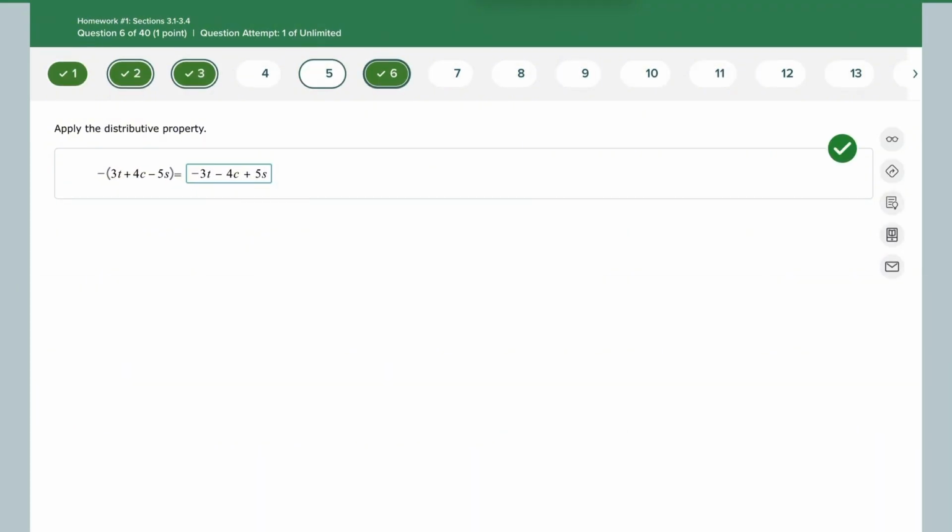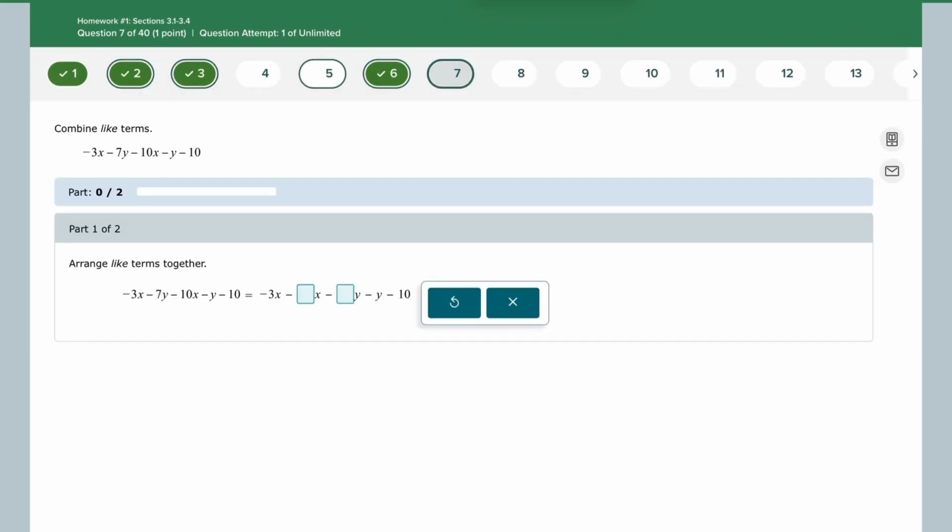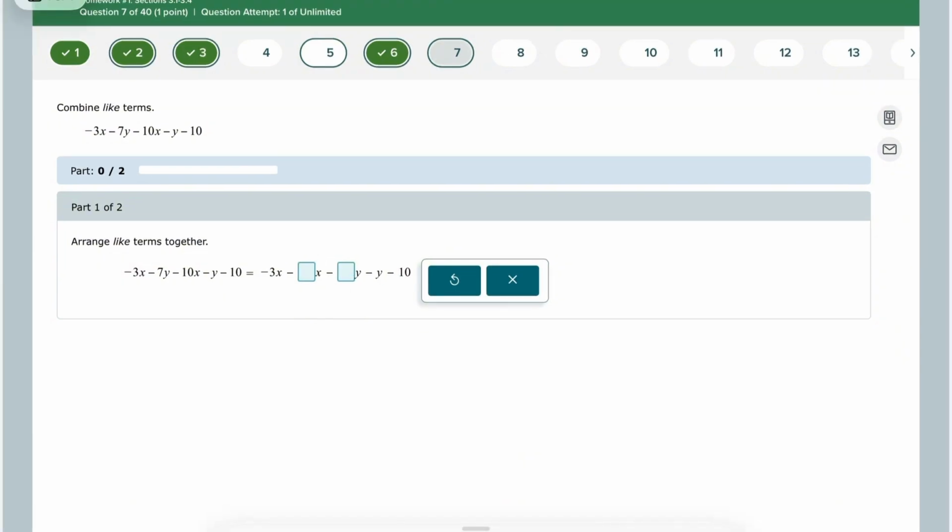Okay. Moving on. Combine like terms. So all you need to do is fill in the blanks and combine. So all you need to do is put the like terms together. So you're going to fill in the 10 here. And then we have 7. So 7 here with the Y's. And then we have a 10 left. Okay. So then you just need to finish the rest.